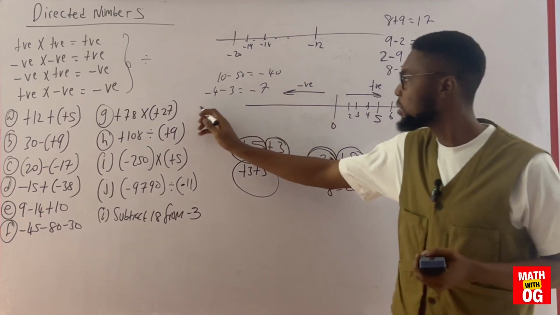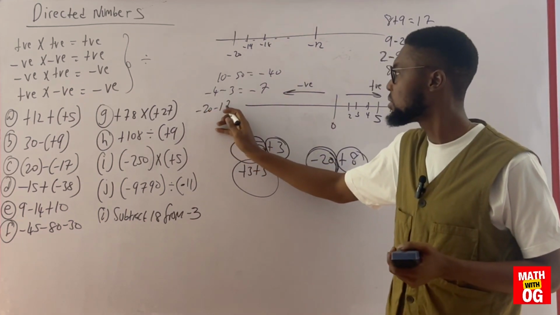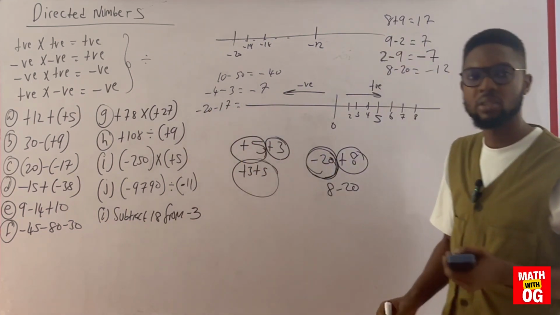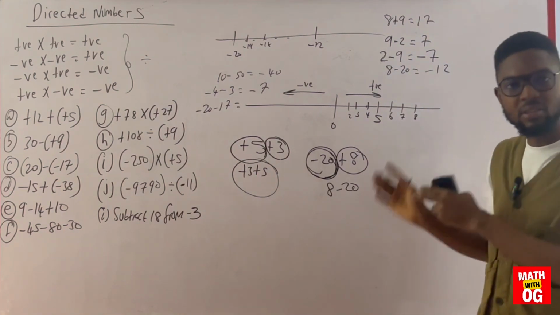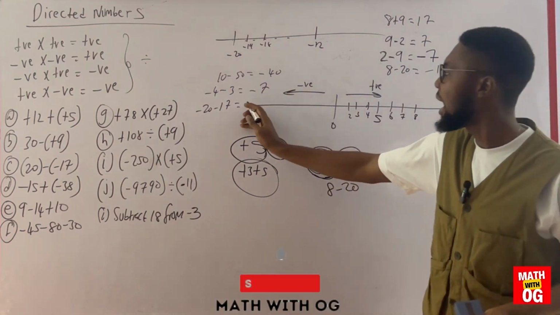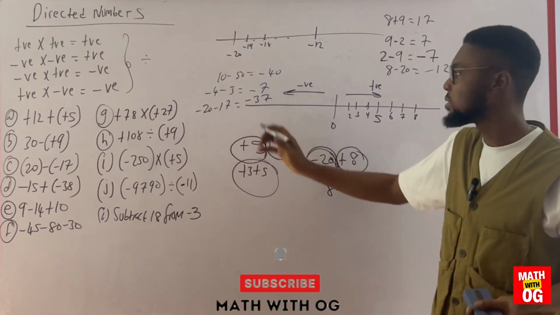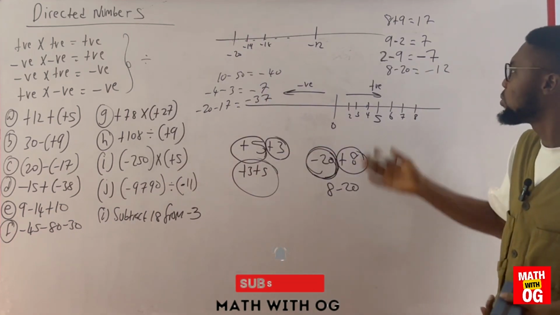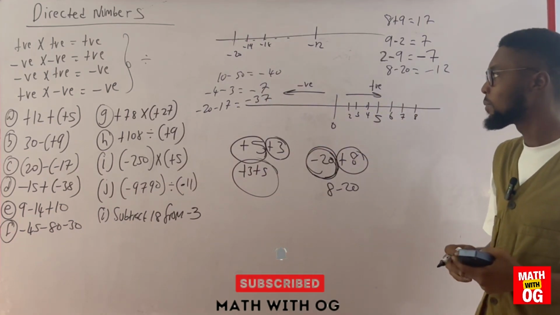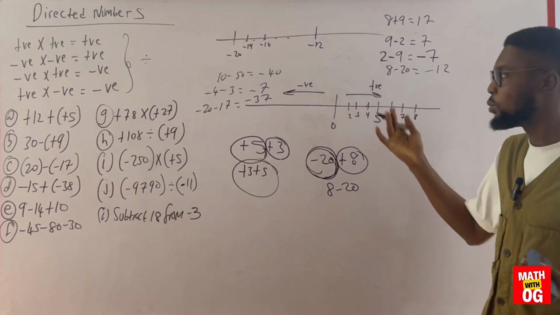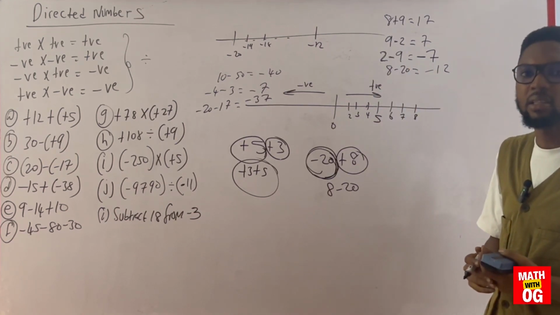See another question, minus 20 minus 17. What is 20 plus 17? 37. Add your negative. So this is minus 37. So that's how you go about it. And I believe if you follow this step, you will have no problems with directed numbers.